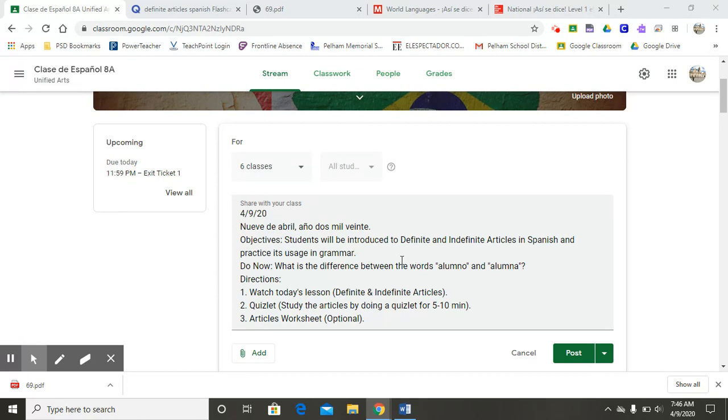I want you to take a minute. I want you to look at the two words alumno and alumna. Think back to the previous lessons, and in this pausing point, I want you to think about what is the difference between these two words. Ready? Pausing point.